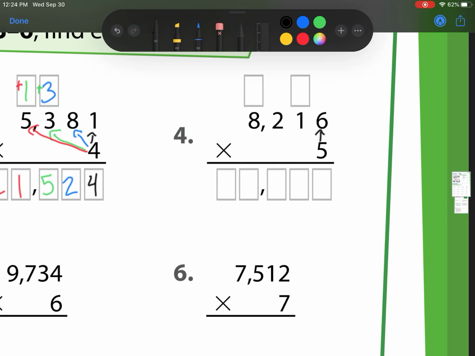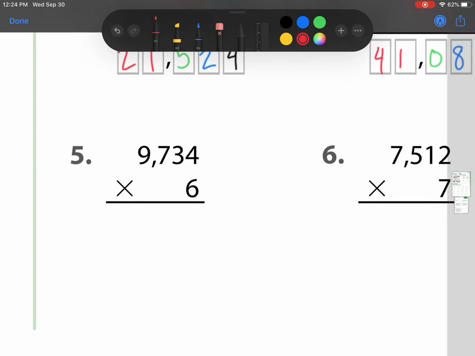Same thing over here. 5 times 6 is 30. Regroup. 5 times 1 is 5, plus 3 is 8. 5 times 2 is 10. Regroup that one. And lastly, 5 times 8 is 40, plus 1 is 41. 41,080.